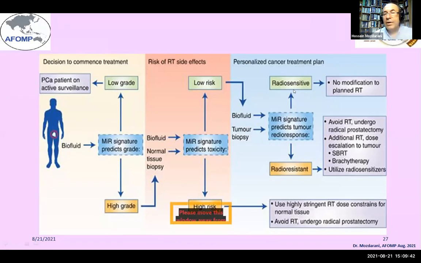If the microRNA signature predicts a radiosensitive tumor, then the radiotherapy plan is used normally. But if it shows that the tumor is radioresistant, different radiotherapy modalities may be used, or radiotherapy can be avoided.